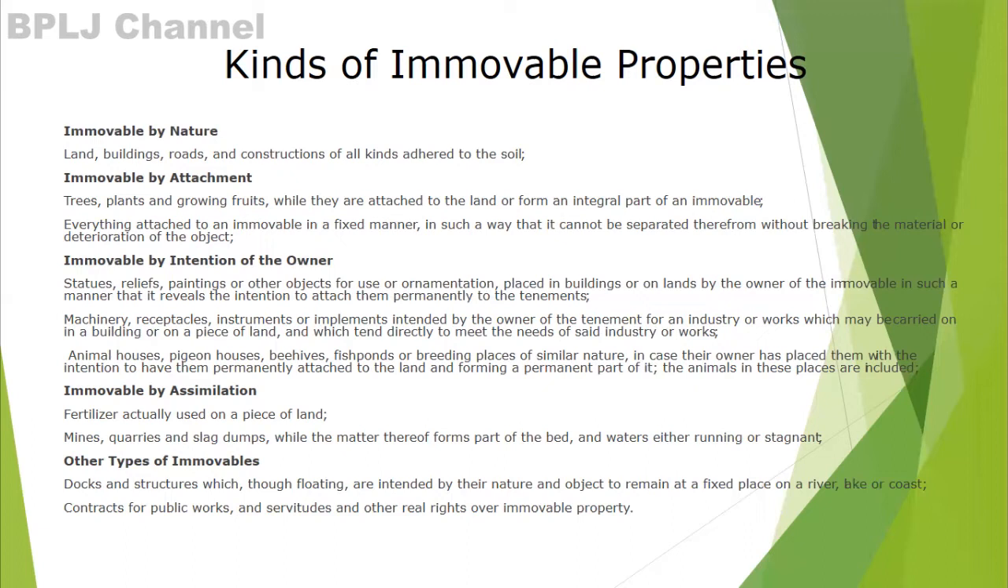What are those which are immovable by attachment? They are trees, plants, and growing fruits while they are attached to the land or form an integral part of the immovable. So in other words, they are adhered to the soil. Okay, they cannot be moved because they are attached to the soil, and therefore they become an integral part of the land to which they are attached.